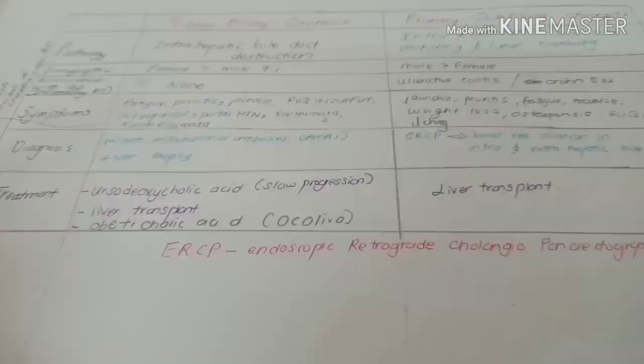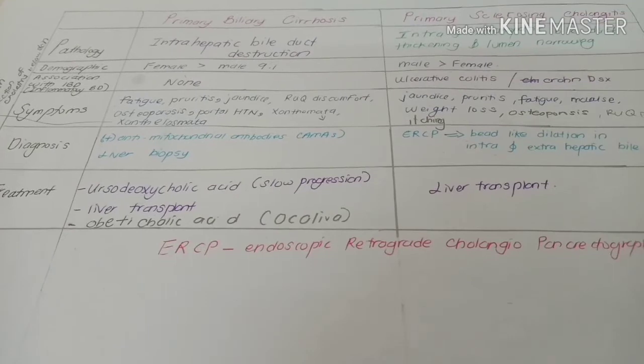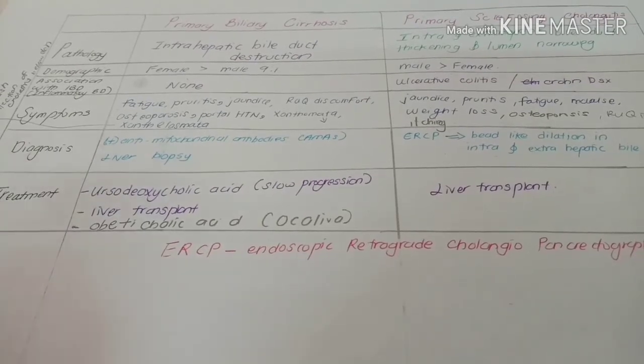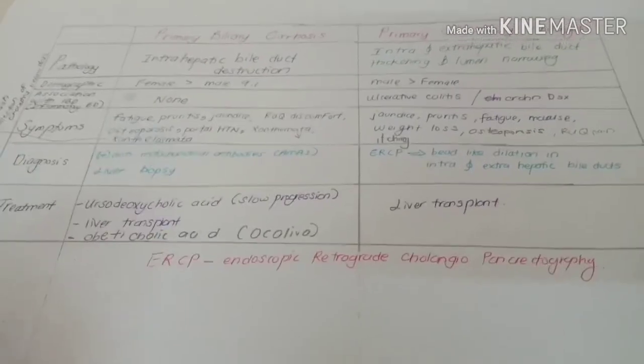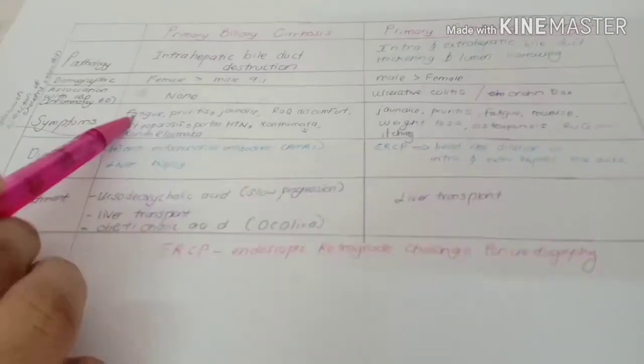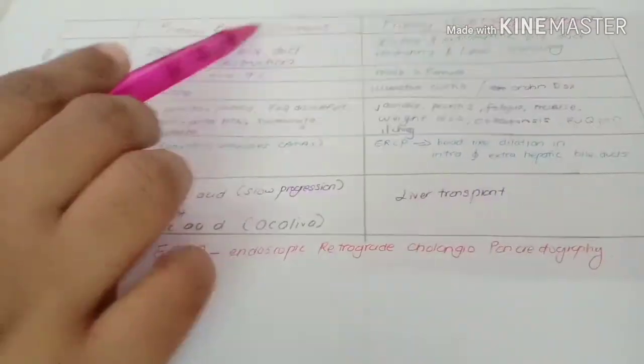And for the itching and fatigue, what other medications can we give? We can give an antihistamine, rifampin, or an opioid antagonist to the patient when he has fatigue and also itchiness. It's the first stage of primary biliary cirrhosis.